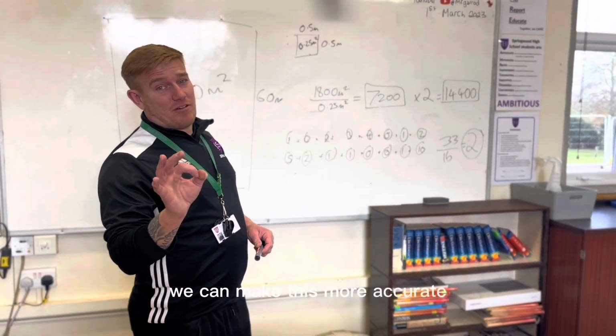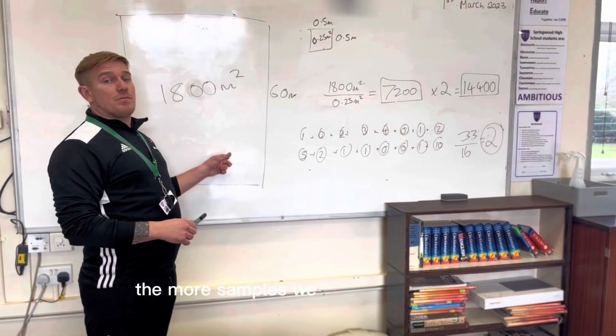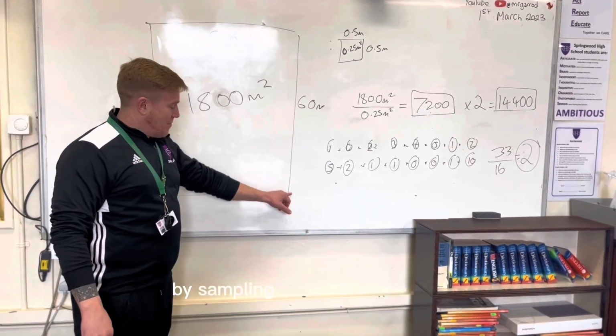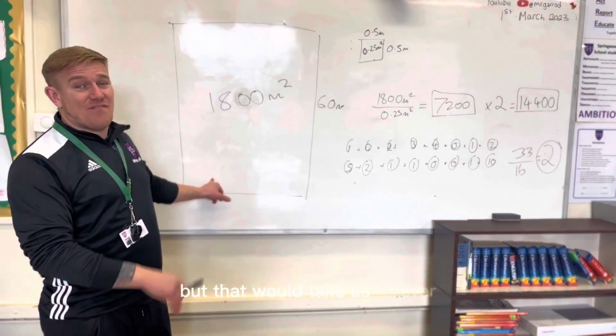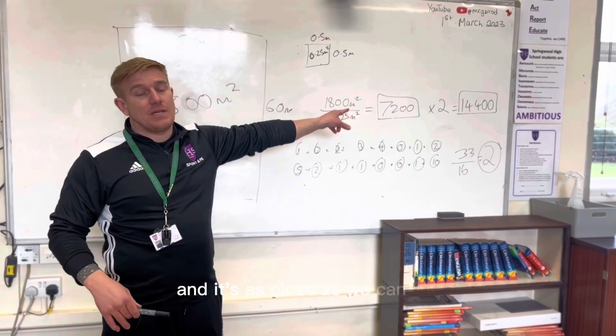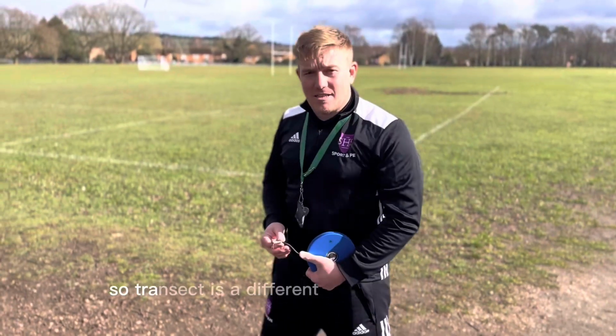We can make this more accurate. The more samples we put in this position, the more accurate we get. We could even make it perfect by sampling every single square, but that would take us forever. So this is always going to be an estimate, but it's a good estimate, and it's as close as we can get. So transect is a different type of sampling.